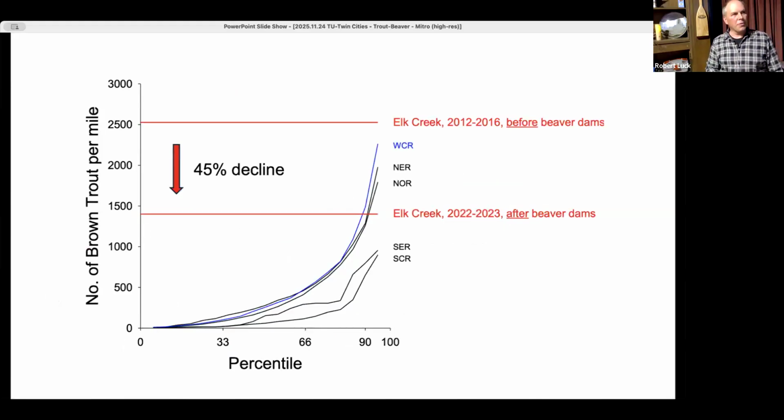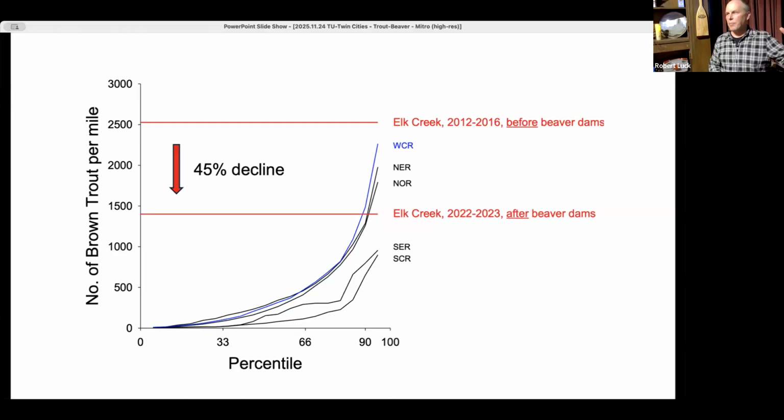One other way of showing it is with these percentile curves. All you need to know here is that if you sample a whole bunch of streams across the state and you get a density of trout, how many trout per mile, for example, your worst streams are going to be on the left, and your best streams are going to be on the right in that figure. And these are different regions of the state. Elk Creek is in the west central region, so that's the line that shoots up the highest. In the early part of the time series, that red line shows the density of trout in Elk Creek.